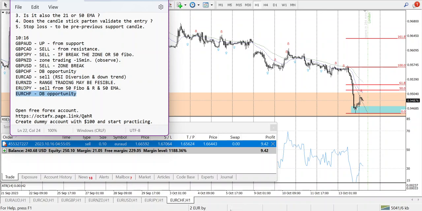You can see the connection: Euro CHF, GBPCHF, same thing going on. Euro CAD, RSI divergence, downtrend, sell. GBPCAD, sell from resistance, same thing. GBPAUD, up from support. Euro AUD, I don't really like it. Euro JPY, sell from 50 Fibonacci at resistance, 50 EMA. GBPJPY, it broke the zone of 50 Fibonacci. So you can see the connection here, things are moving the same way, more or less.